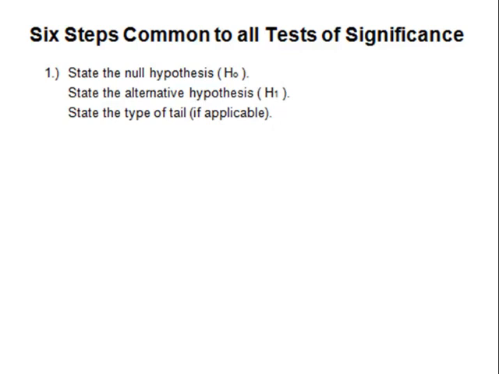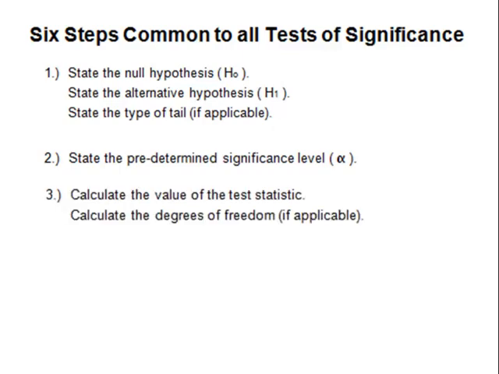State the type of tail. So that'll be a left tail, a right tail, or a two-tail. Number 2, state the predetermined significance level, alpha. Alpha normally is 0.10, 0.05, or 0.01.